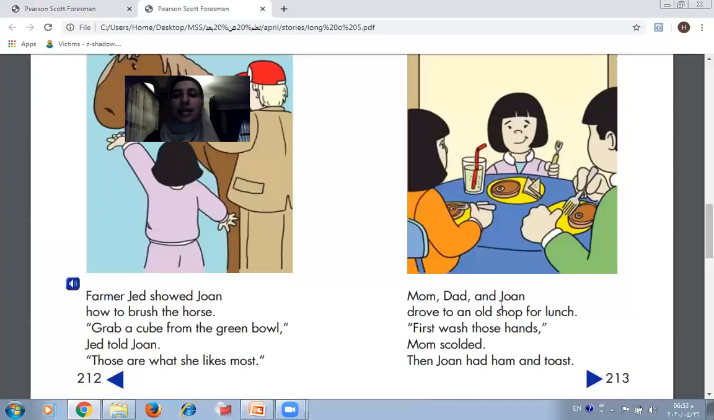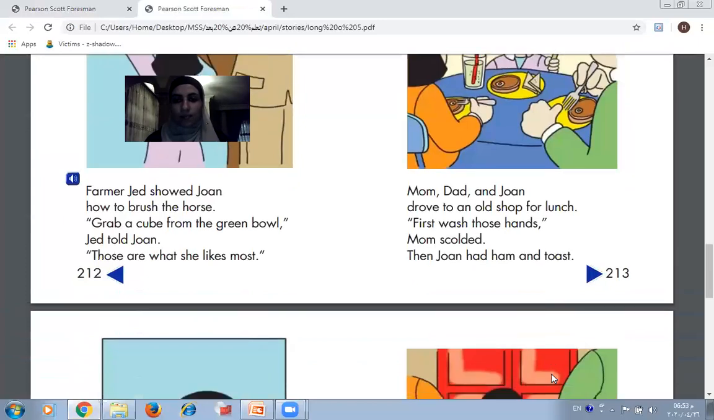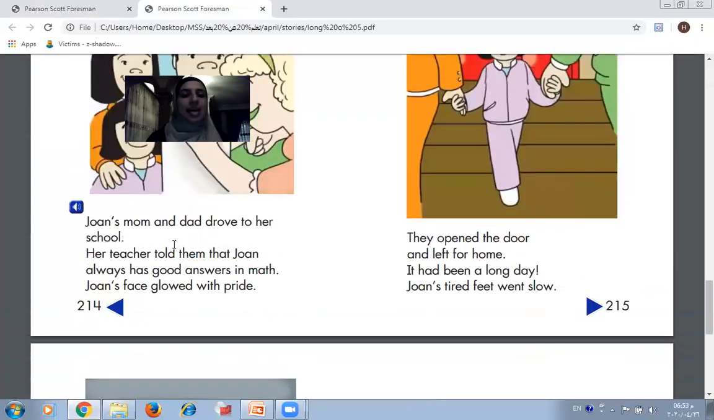Mom, Dad, and John drove to an old shop for lunch. First, wash those hands, Mom scolded. Then John had ham and toast. John's mom and dad drove to her school. Her teacher told them that John always has good answers in math. John's face glowed with pride. Here you have an I sound. They opened the door and left for home. It had been a long day.